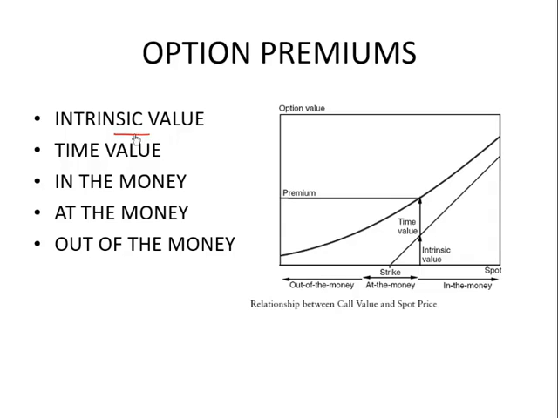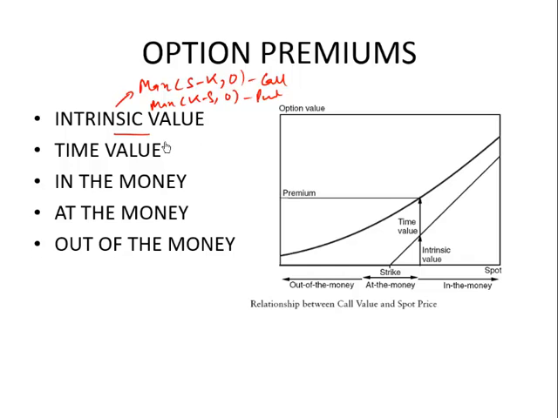Intrinsic value of an option is the value that you will receive if you exercise the option today. In the case of a call option, the intrinsic value will be the higher of S minus K or 0. So if S is greater than K, then you receive S minus K. Otherwise, you will simply not exercise. So this will be the intrinsic value for a call option. Intrinsic value for a put option would be K minus S, comma 0. So this is the value that you receive if you exercise the option today.